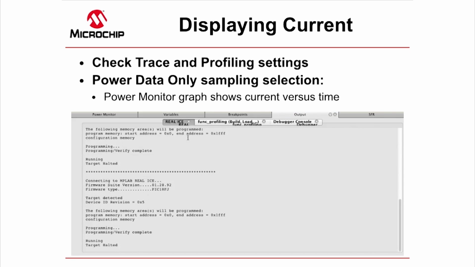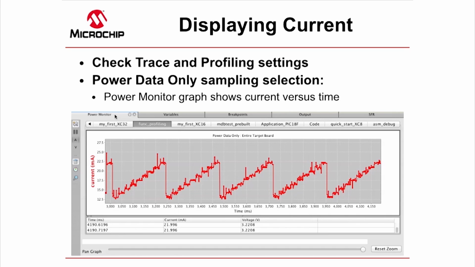Now that the code has stopped, let's look at the Power Monitor window to see what we captured. In this graph, current is drawn vertically against time. You can clearly see the current ramp up as more LEDs are turned on. Then it drops markedly when they are all extinguished. The graph is indicating that each LED is drawing just over 1 mA. You can also see the period of the loop, just under 250 milliseconds.